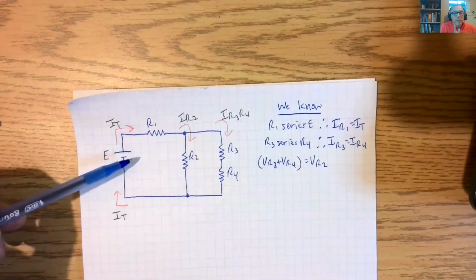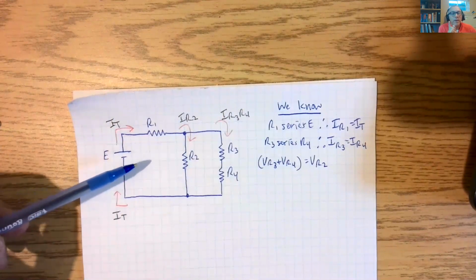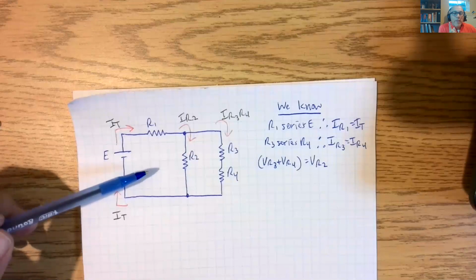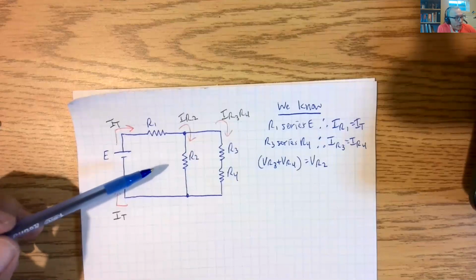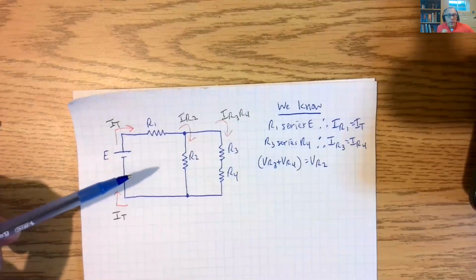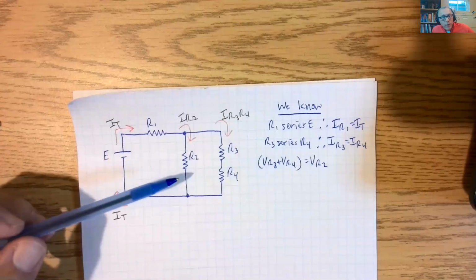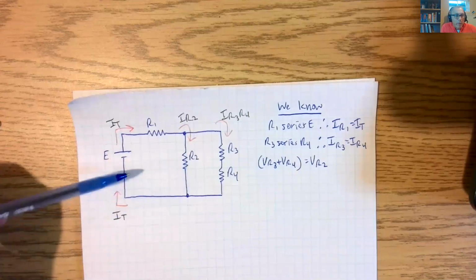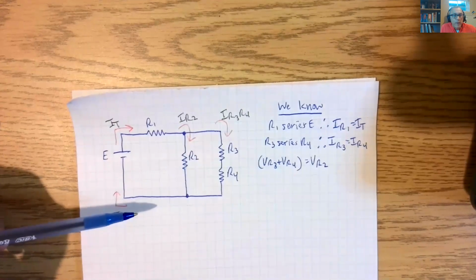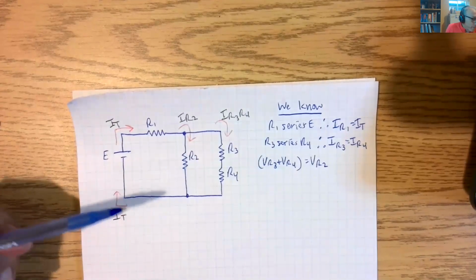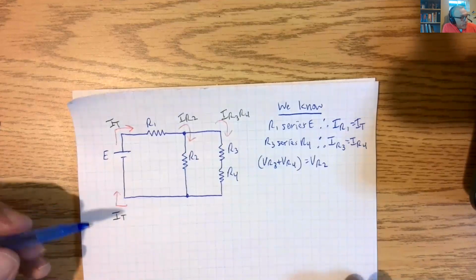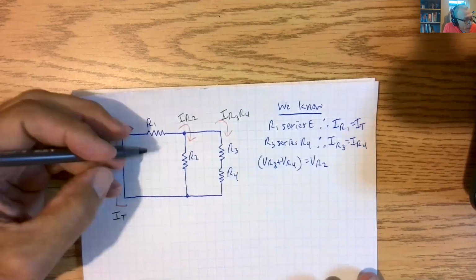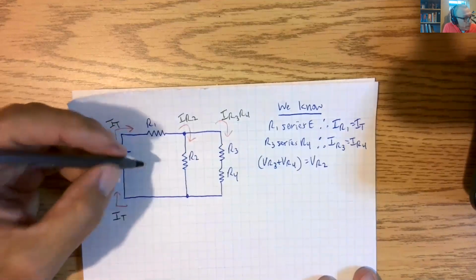Okay, that is a very important distinction to make, and one that demonstrates that you're starting to understand what we're doing here. Okay, so R2 is not in parallel with E. That's very important. Now, if we do our loops again, you've got to do the loops.